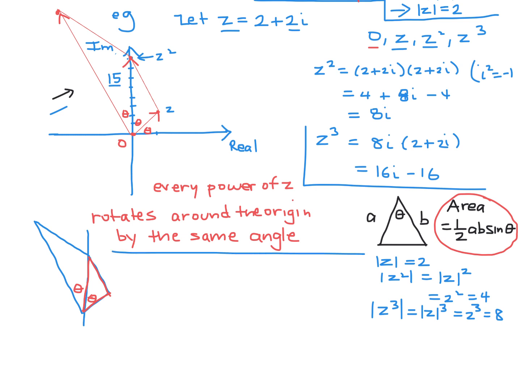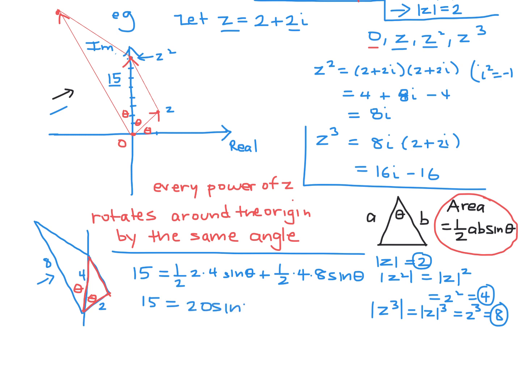So that means that 15 is equal to the first area, which would be 1/2. This is 2 and this is 4. So 1/2 times 2 times 4 times sine of theta. And then the other triangle, this bigger triangle, this was 8 based on our calculations here. Correct? So that's going to be 1/2 times 4 times 8 times sine theta. Okay, so that's very helpful. That's going to be 4 sine theta plus 16 sine theta, so 20 sine theta. And therefore sine theta is 3/4.